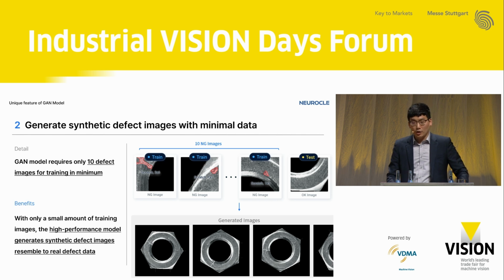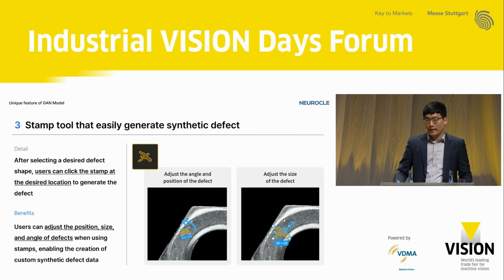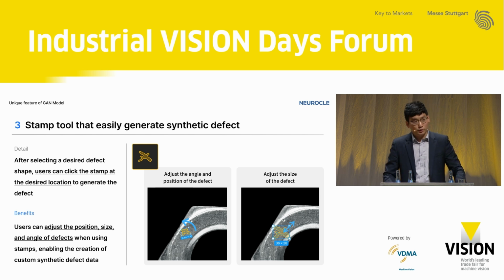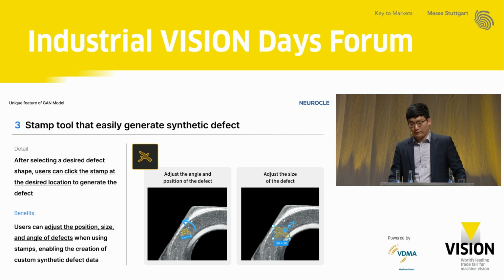And also, as I mentioned, we only require 10 defect images. So you can easily create a GAN model with a small amount of data. And also, we provide a stamp tool. So you can put these defect stamps on the OK data, on the surface of the OK. Then these defect stamps will be very similar to your original defects. So you can easily create artificial defects very similar to real defect data.